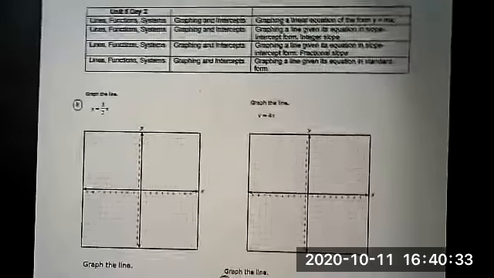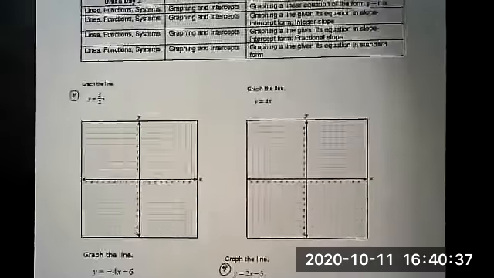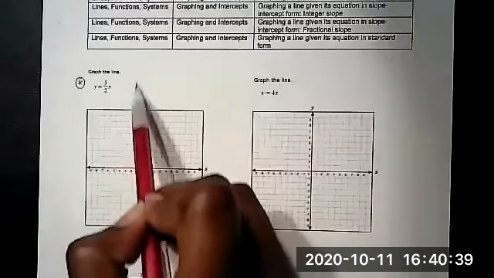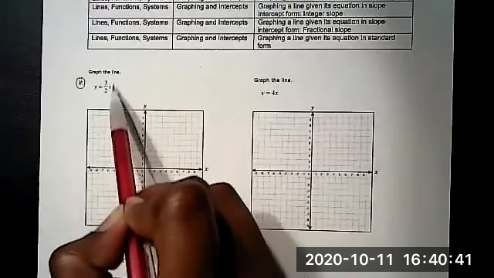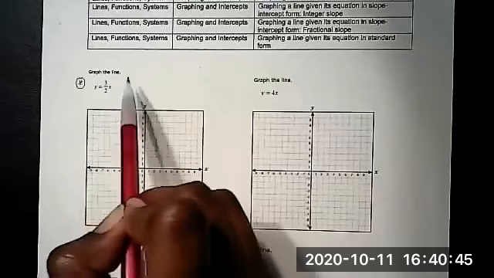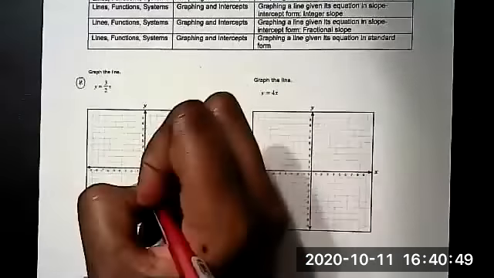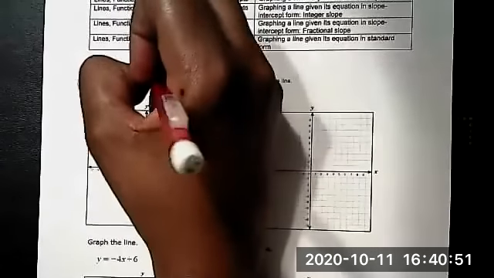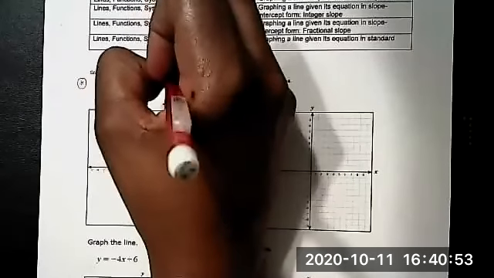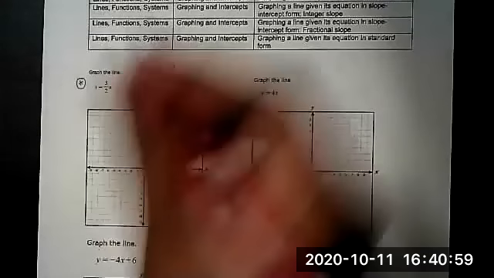Okay. All right. So graph the line, and it's y equals 3 over 2x. It does not have a number here on the outside. Okay, if it had a number on the outside, whatever that number would be, that number would be your y-intercept. If it does not have one like it doesn't have here, your y-intercept is 0. Okay, so y-intercept 0 and your slope.